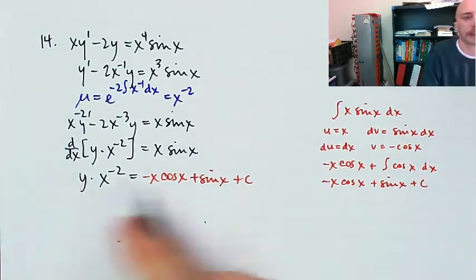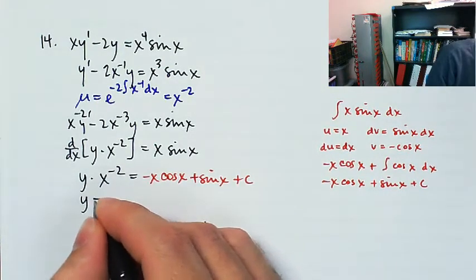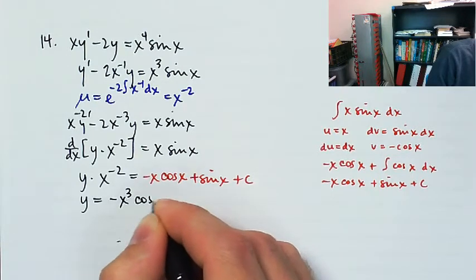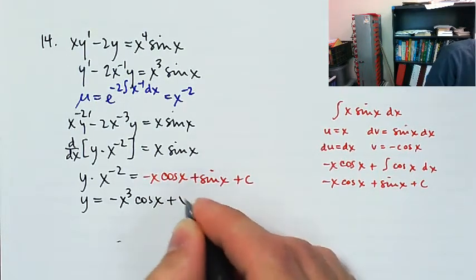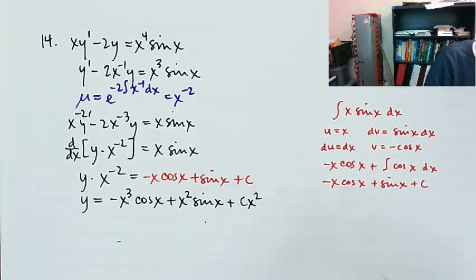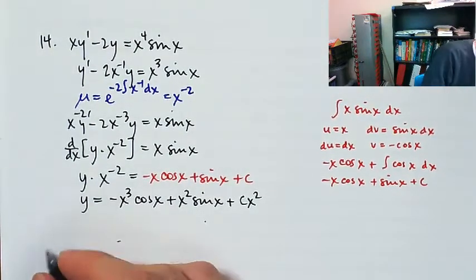Okay. And then I can solve for y by multiplying both sides by x squared. So that'd be negative x to the 3 cosine x plus x squared sine x plus c times x squared. Okay, and that's the general solution. They didn't give us an initial condition, so there's nothing else I can do here. Okay. Next one.